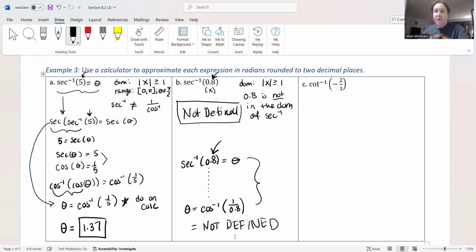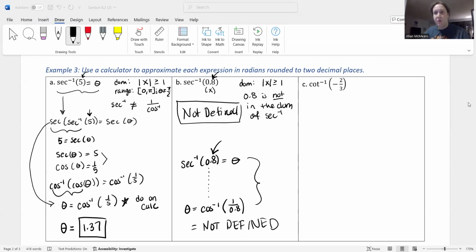Okay. And then finally, we get to the one that we have all been holding our breath for. We're going to look at an inverse cotangent function. Okay. So we have inverse cotangent of negative 2 over 3. So let's think about this for a moment. Okay. So we can't just do some fancy rewriting. The issue is that cotangent, inverse cotangent and inverse tangent, they don't have the same range restrictions. So we can't use that.